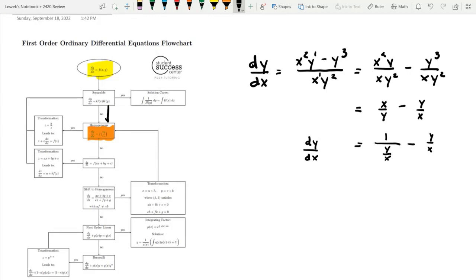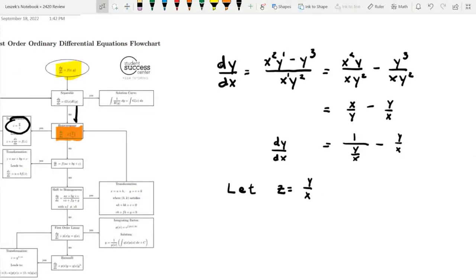So the natural thing to do would be just to lump the y over x into a single new variable. So we're going to let, as the flowchart indicates, this is a standard change of variable. We're going to let a new variable be y over x. And so it's the same thing as saying y is x times z.